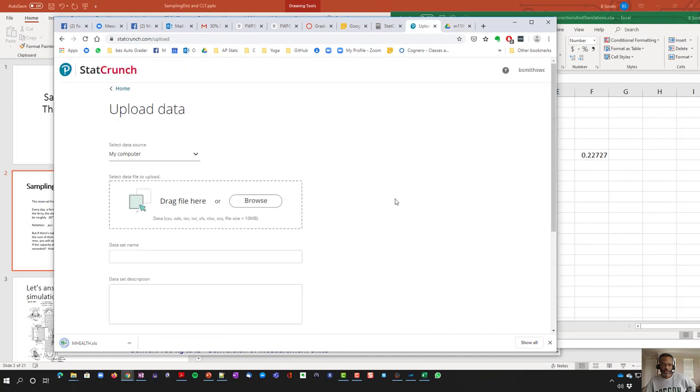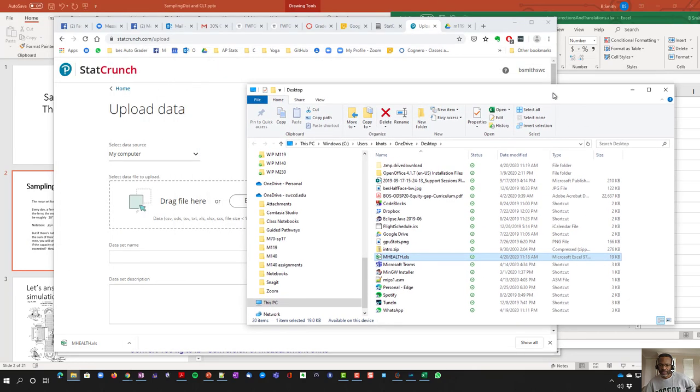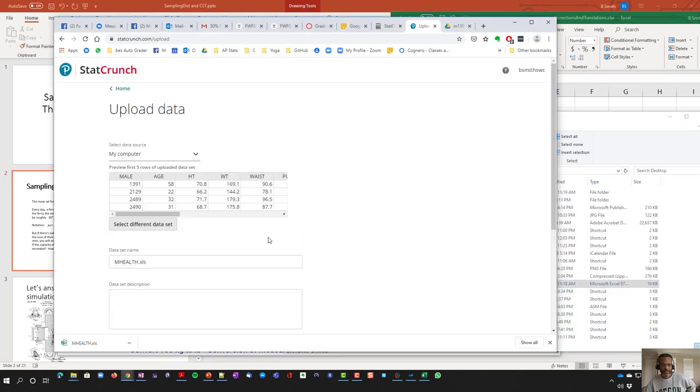So right now I have it on to my desktop. So let me click on show in folder, and there it is. I have men's health. Now that I have it here, I can drag it in, and I have this data where I have the particular male identified by a number, as well as that male's age, height, weight, waist measurements, pulse rates. Pulse rate we can see here.